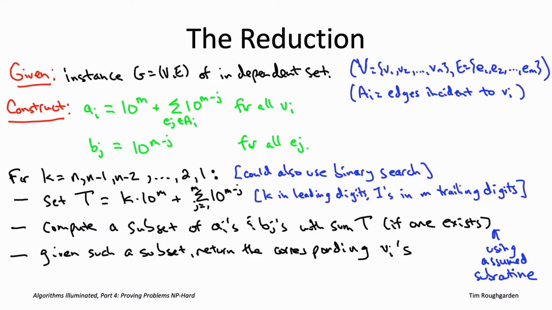This definitely qualifies as a reduction in the sense we've been using the term. It does invoke the assumed subroutine for subset sum multiple times, n times, so it's a polynomial number of invocations. That's allowed. And outside of the subroutine calls, it does a polynomial amount of work. Okay, so if this is correct, this would indeed be a reduction from independent set to the subset sum problem. Let's now see why it is in fact correct.